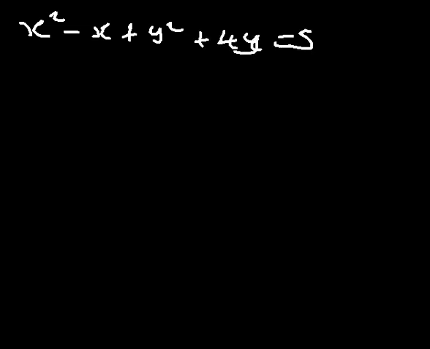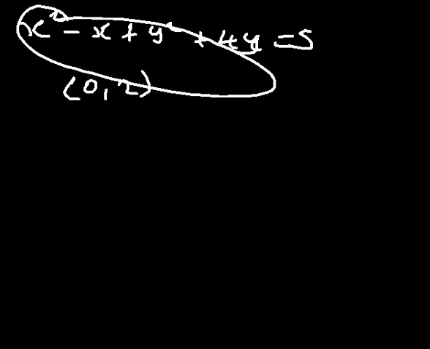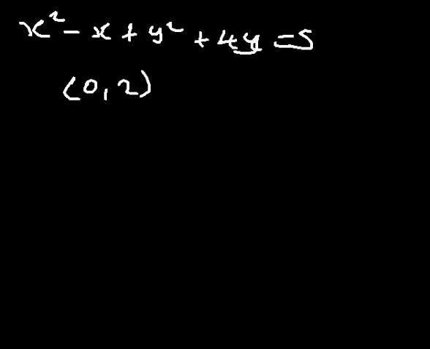Now sometimes we can also have this case. Let's say we have the equation of a circle, given as x squared minus x plus y squared plus 4y, which is equal to 5. How can you show whether the point given as 0, 2 is within the circle or not? Mind you, this is x, this is y. So we just have to substitute that one.